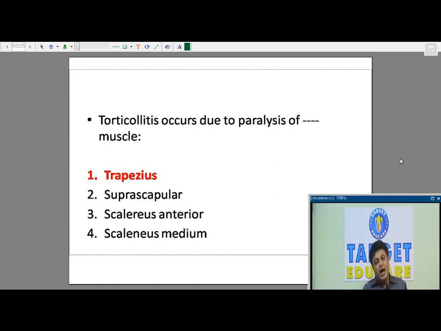So the answer here is either of the options. A question may come with sternocleidomastoid as the option, in which case you should go for that. Here there is trapezius, so we are going for this. The question may have trapezius and sternocleidomastoid both.